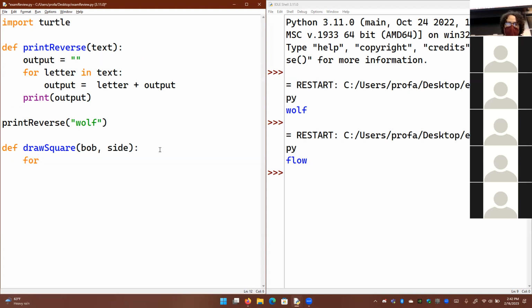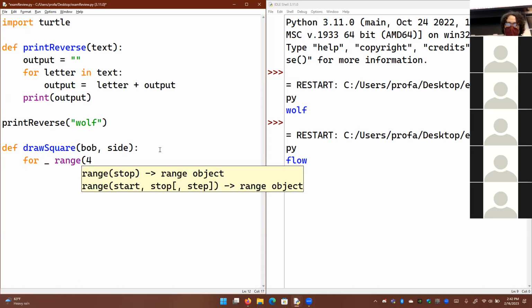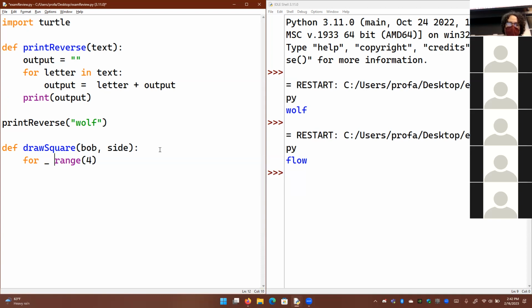So now we do a for loop: for i in, or for whatever, you can put whatever you want there, for in range 4. We just have to do it 4 times, right?